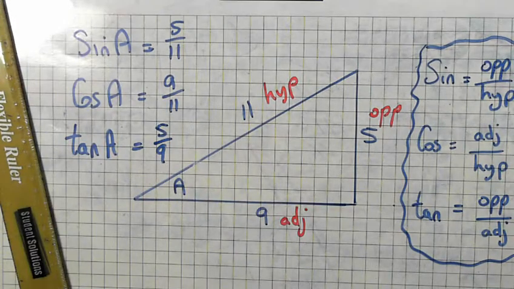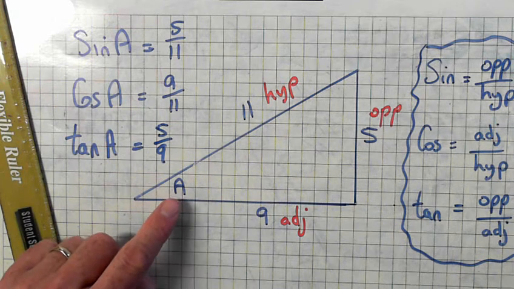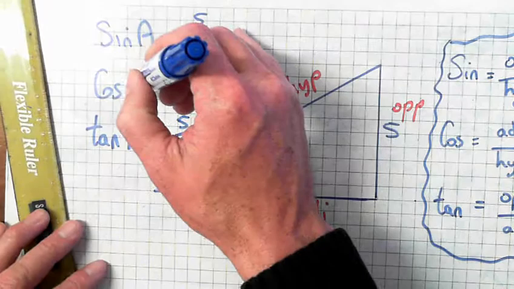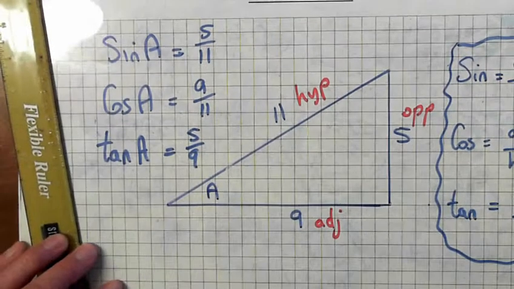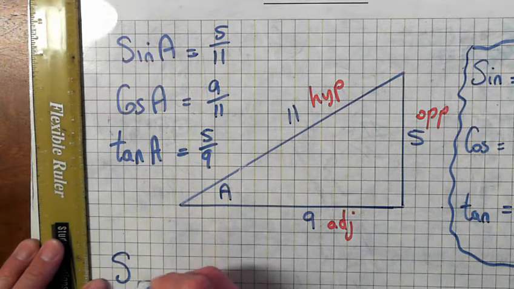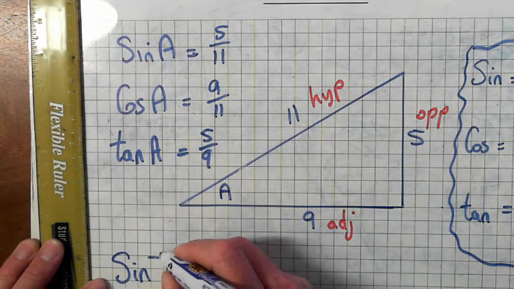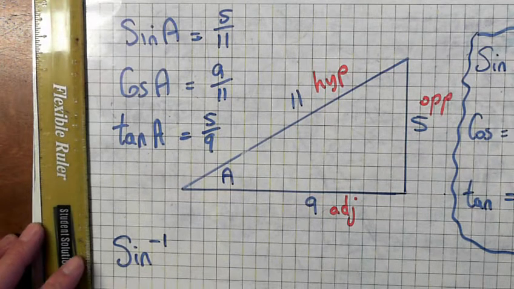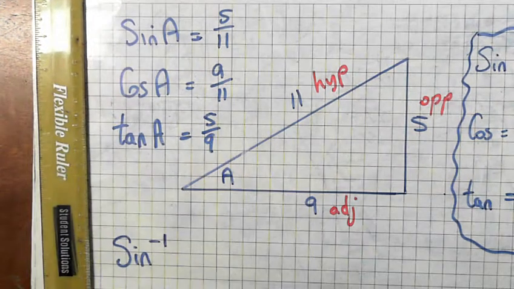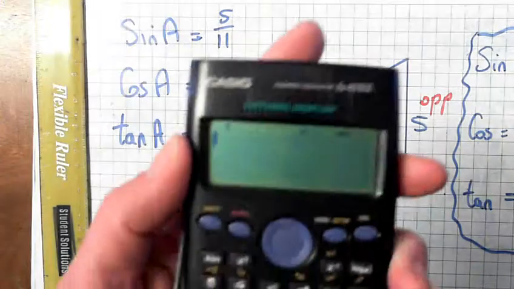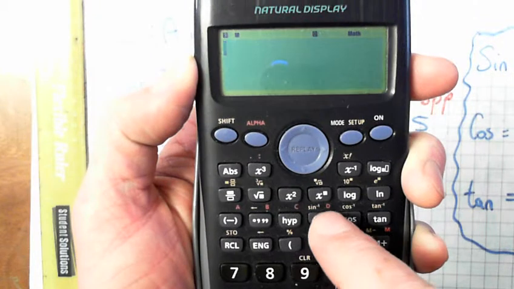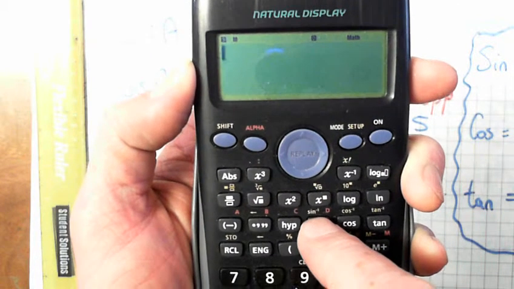Alright. Now to find the size of the angle, how big this angle is, we can use any one of those. Which one do you want to use? Sine. We'll use sine. So finding the angle, it's sine minus 1. You get that on your calculator by keying in second function, shift, and hitting the sine button. There's sine minus 1 above the button.